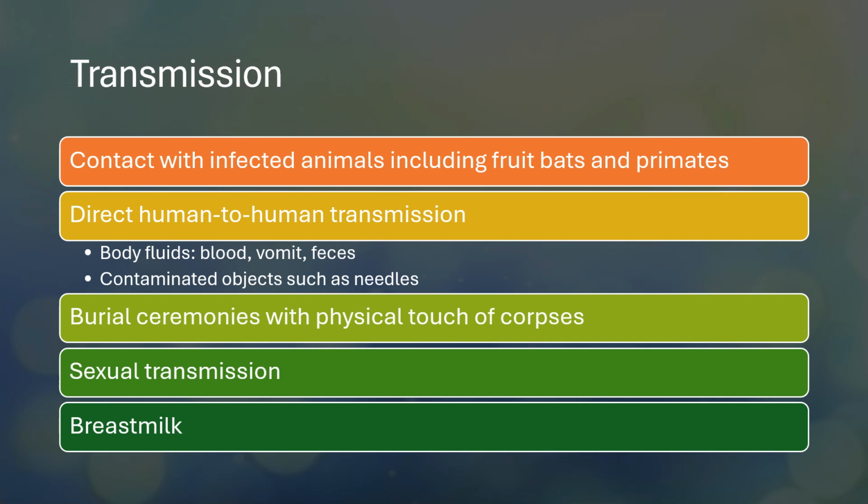One interesting thing is that there have been shown to be cases of Ebola being spread through different kinds of burial ceremonies where there's physical touch of corpses. We don't really see this in the US, but there are cultures where this is a thing. And so that's been shown to spread Ebola in the past. Another is sexual transmission, if one of the people is infected. And another way is actually through breastfeeding. It can be spread from a mother to an infant through breast milk, Ebola can. So those are just different ways that the disease can be transmitted.